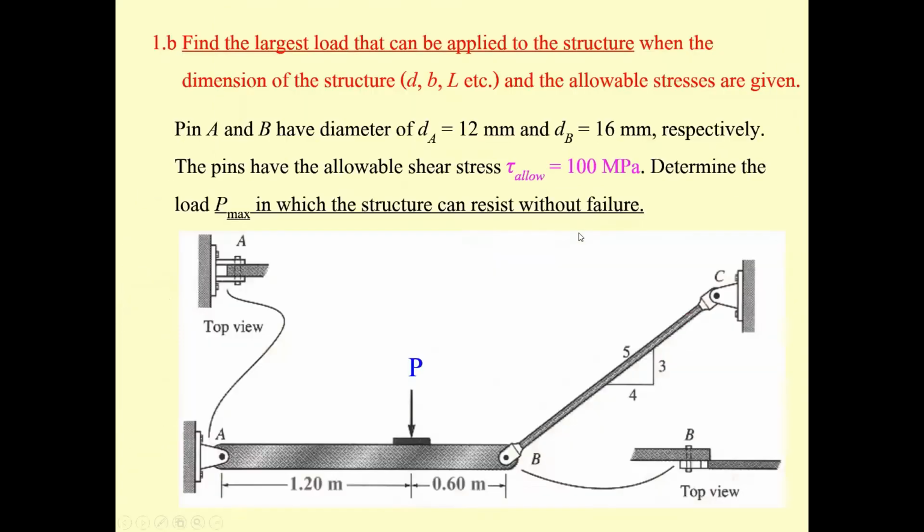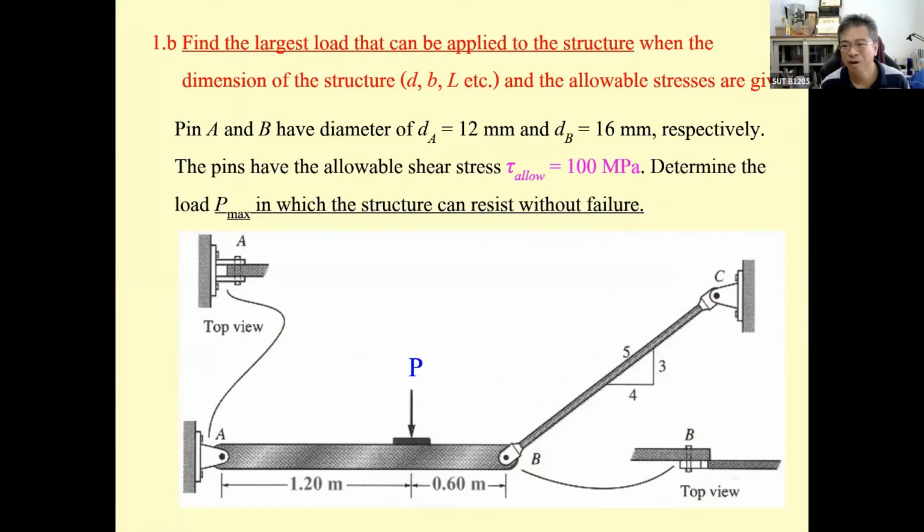Okay, let me go a little bit further. Now, the problem changed. From the previous problem, we know the force P that's applied over here to be 15 kilonewton. But for the problem 1 point B, the problem changed. They are asking you to determine what's going to be the P. Okay, what's the largest P that can be applied to this structure? Okay, by providing you with the dimension of the structure and the allowable stresses are given.